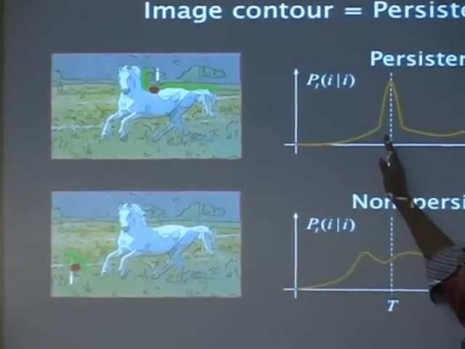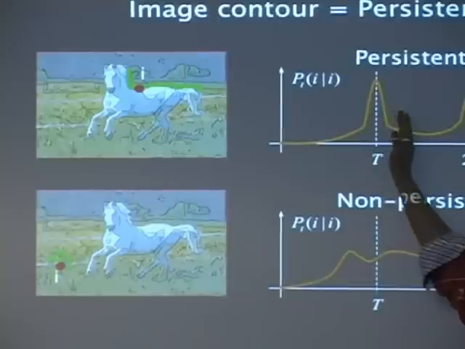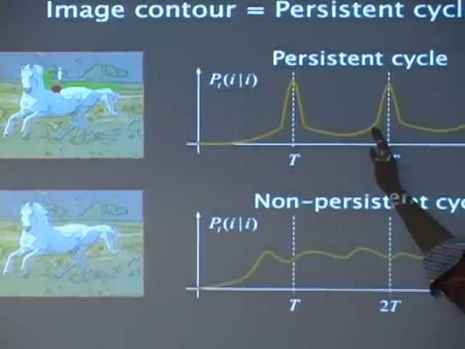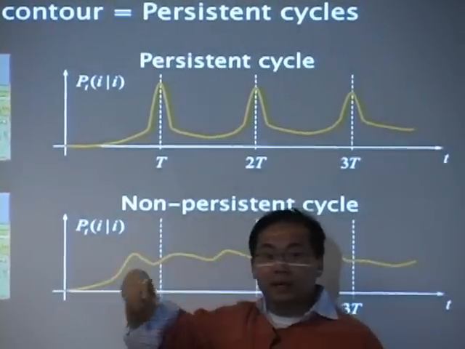And then at some time t, which corresponds roughly to the length of the cycle, there's a large probability of returning. And then it diminishes. At 2t, you're going to return again, because the same cycle is going to happen again, and at 3t.